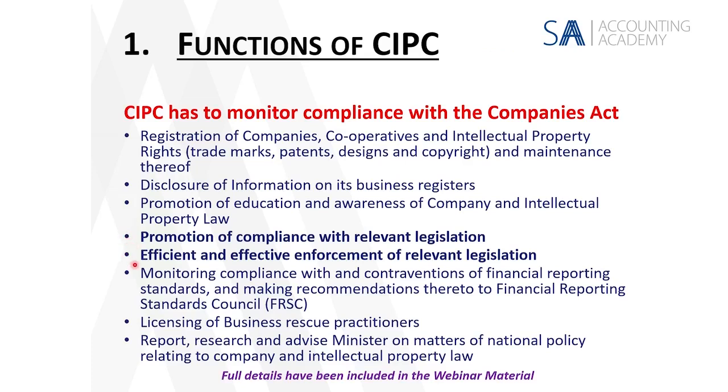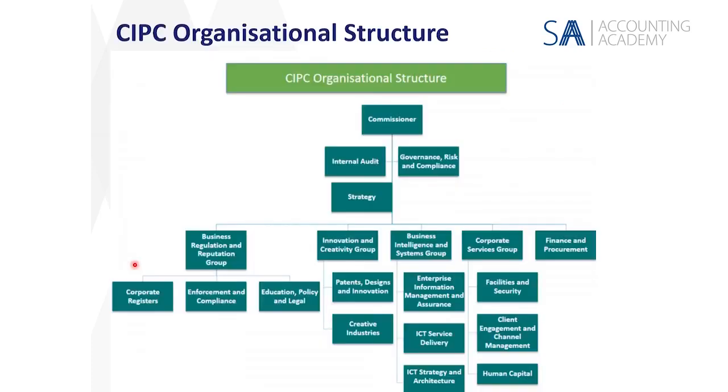You're more than welcome to go through the rest in your material. The next slide shows us the organizational structure of CIPC. The reason why I thought this was important is so that you could see how the different groups work together. We've obviously got the commissioner at the top. Then we've got governance, risk, and compliance, which definitely has the majority of the sections. The majority of people work in this section. There's internal audit as well, and there's strategy, which all the business groups have.